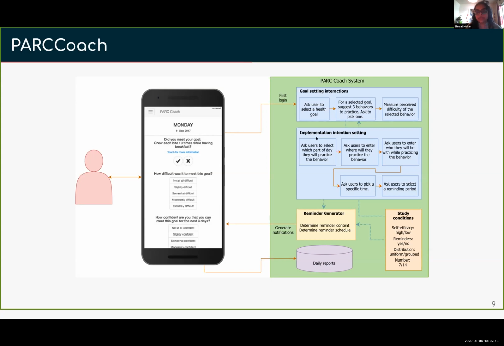Next, we go into the implementation intention setting phase, and this is where we associate contextual cues from the environment with the behavior that the person is supposed to be doing. So we ask users questions like, which part of the day will you practice this?